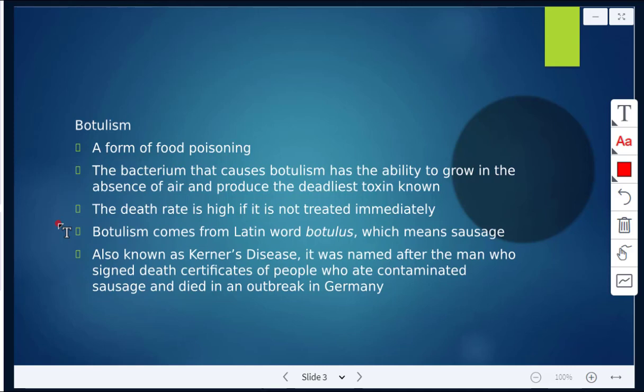Botulism comes from the Latin word botulus, which means sausage. It's also known as Kerner's disease. It was named after the man who was signing the death certificates of people who ate contaminated sausage and then died. And there was an outbreak in Germany. That's where Kerner was from.